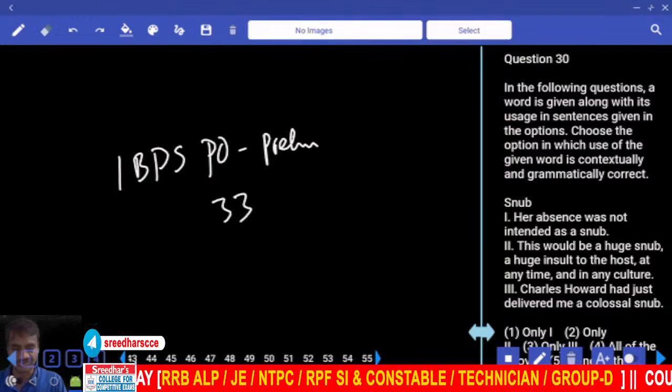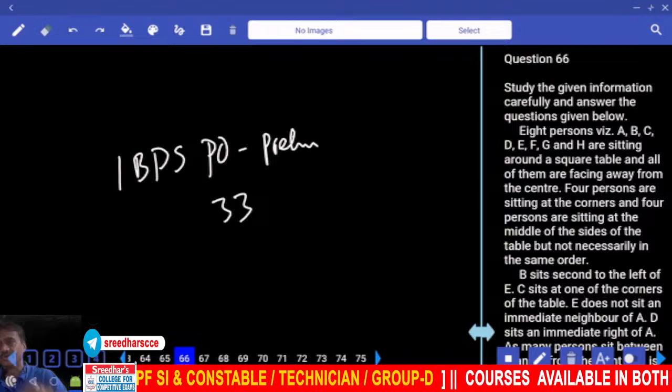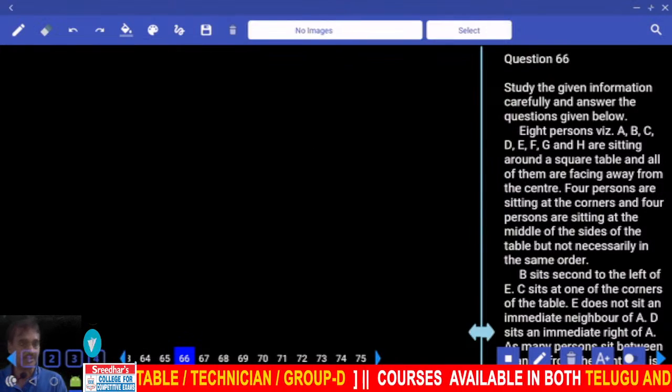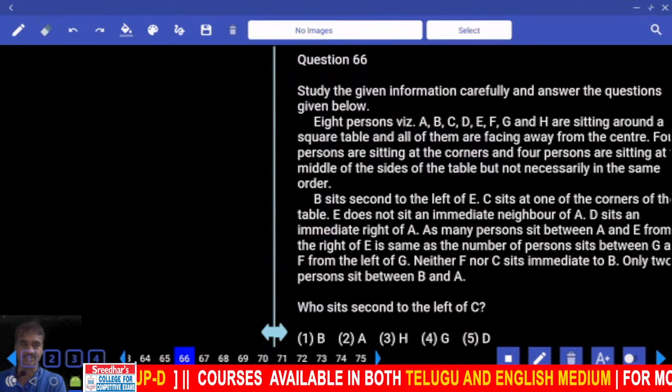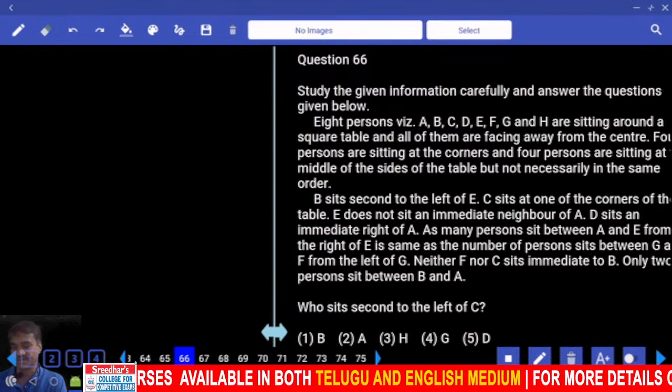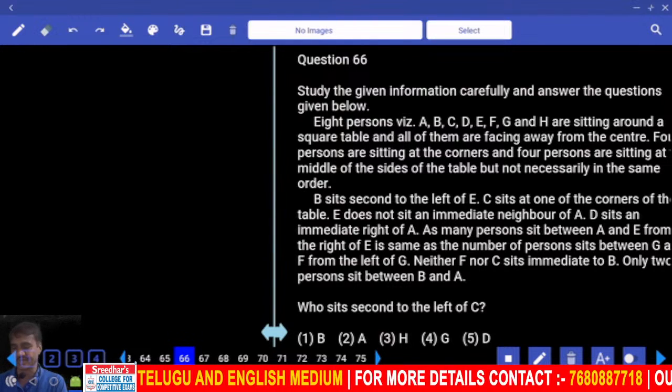Now, question number 66 onwards comes under the reasoning section, 66 to 70. How many persons are there? There are 8 persons seated around a square table, 4 at the corners and 4 at the centers. No parameter is added to this one.